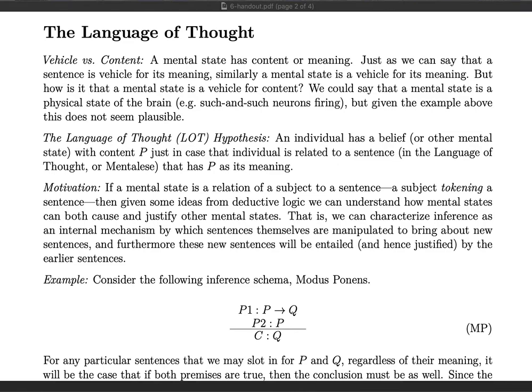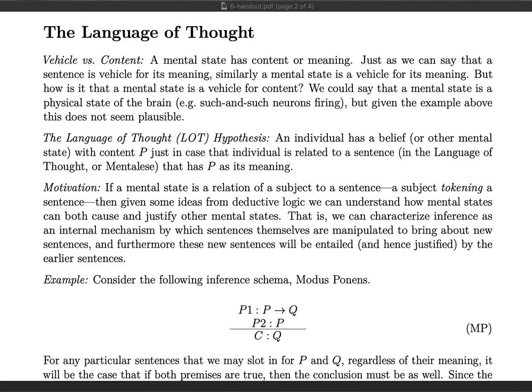But now the question arises, how is it that a mental state can be a vehicle for content? How is it that a mental state can be something which has content or which bears content? One thing we could say is that a mental state is a physical state of the brain. So for instance, certain kinds of neurons firing in a certain region. And we could say that this type of physical state, i.e. this certain type of neuron firing, is a physical state that somehow bears a certain representation of the world outside of it, outside of the head of the person whose neurons it is. So that would be one way of making sense of how a mental state can be a vehicle for content, by saying that a mental state is really just a physical state of the brain, and this physical state of the brain carries certain information about the external world.